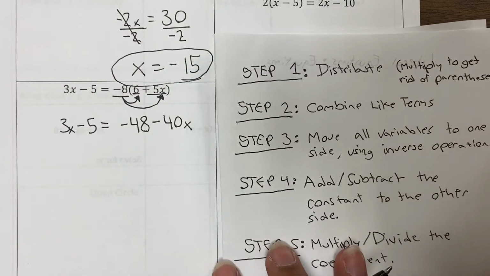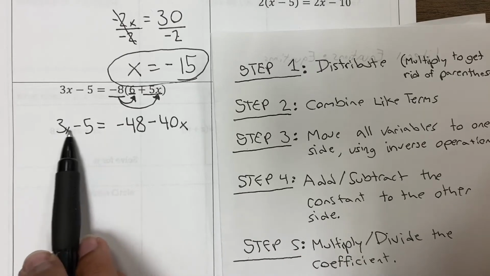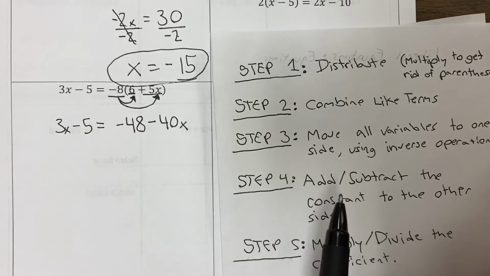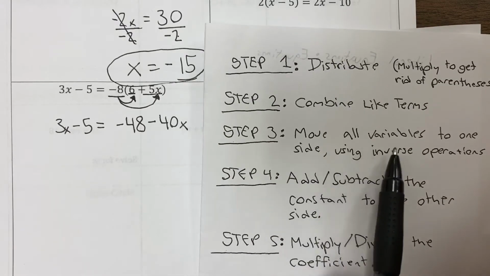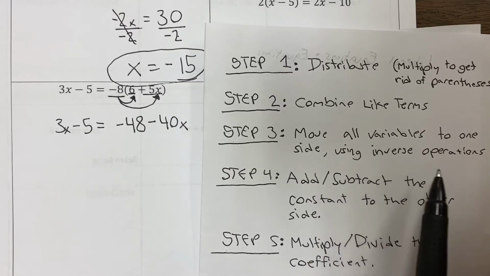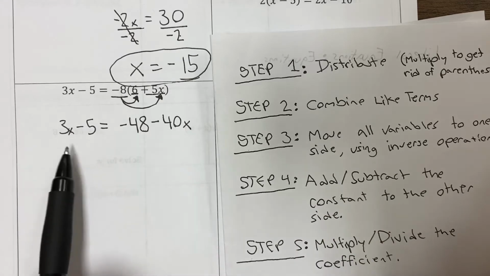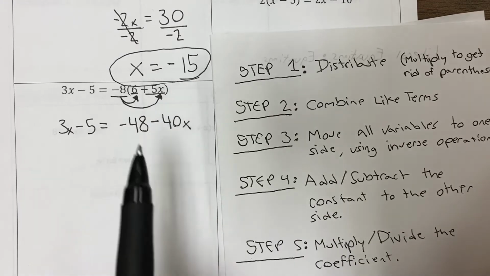The next step is going to be combine like terms. So right now I have no like terms on this side to combine and no like terms on this side to combine. So I'm going to move to step 3. So step 3 is to move all the variables to one side using inverse operations. So I want to move all of the variables over to the left side because I like having my variable on the left side, like how I did up here.